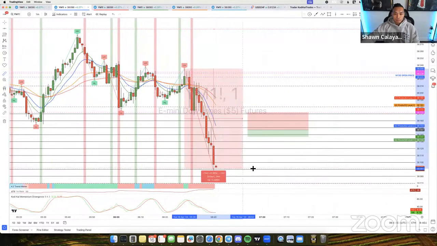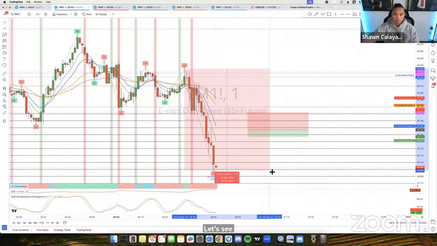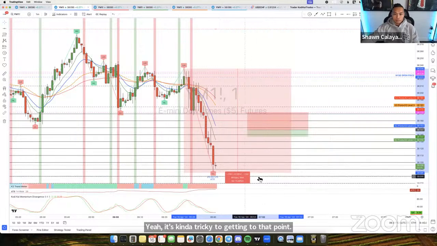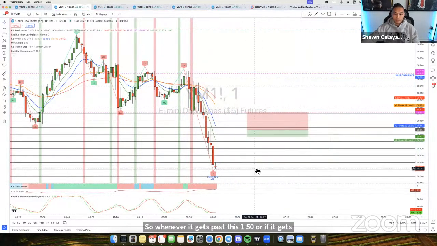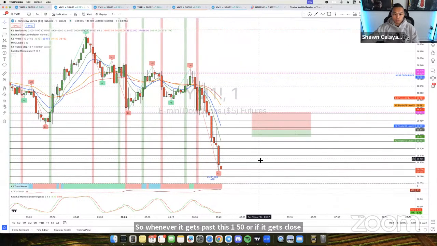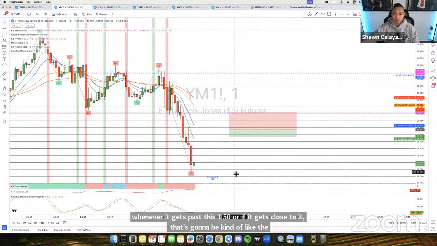All right, let's see. Yeah, it's kind of tricky. It's getting to that point. So whenever it gets past this 150, or if it gets close to it, that's going to be kind of like the threshold where I'm going to be considering it overextended.